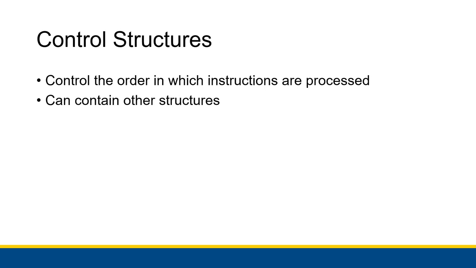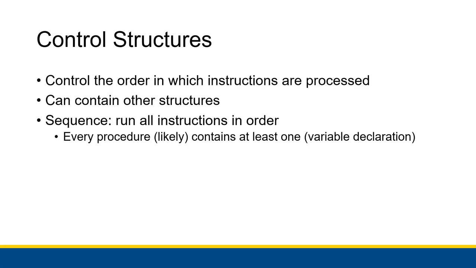Alright, so in programming, we have these very theoretical ideas of a control structure, which essentially are just structures in code that control the order in which instructions are processed, and they actually can contain other structures as well. For example, the sequence structure runs every instruction that it has in order. It's just a collection of pieces of code that get executed in order. You know, first line, second line, third line, fourth line, etc., and you've been working entirely in sequence structures. Every time you write code inside of a procedure, you are filling out a sequence structure because all of your code is just running in order with no surprises.